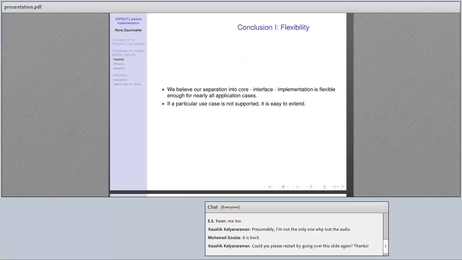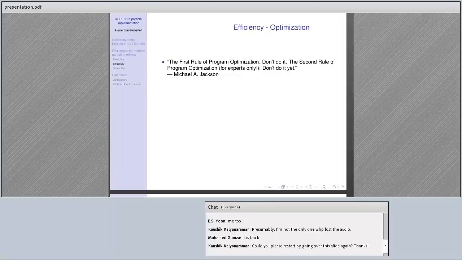So to summarize the flexibility of our implementation, we are confident that the separation into a core part and an implementation part of simple plugins is flexible enough for most use cases, and that even if one particular use case is not supported, it is relatively easy to extend the implementation to that case. Let's come to the next topic.